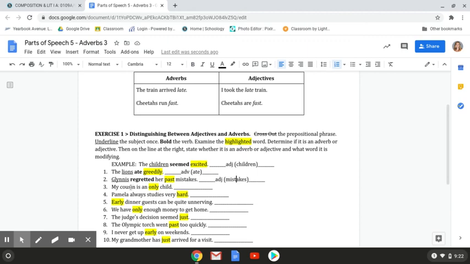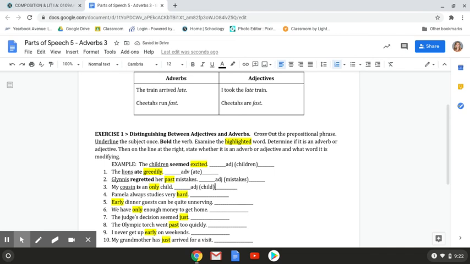Number 3, my cousin is an only child. Subject, cousin. Verb is. Only is modifying what? Only what? Only child. Okay, what part of speech is child? A child is a person, so a child is a noun. Only is modifying our noun, so it is an adjective. And please note that it's modifying child.